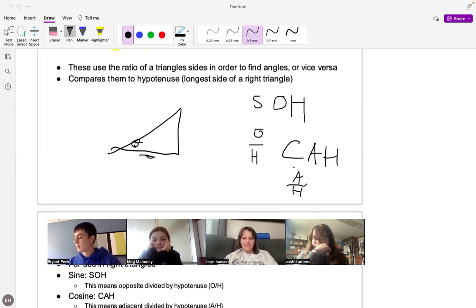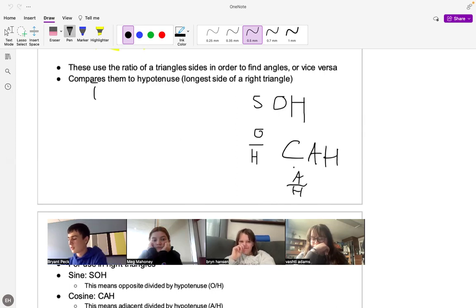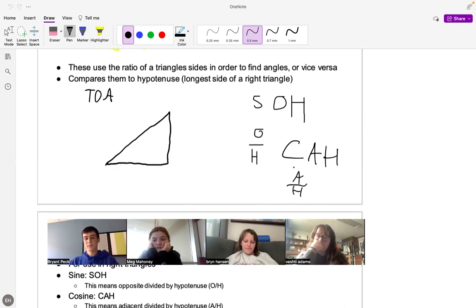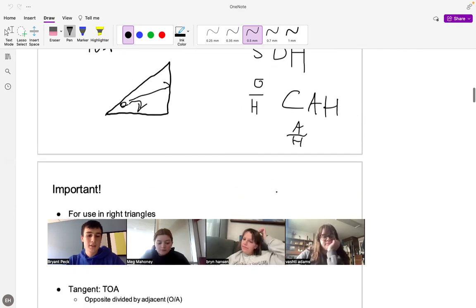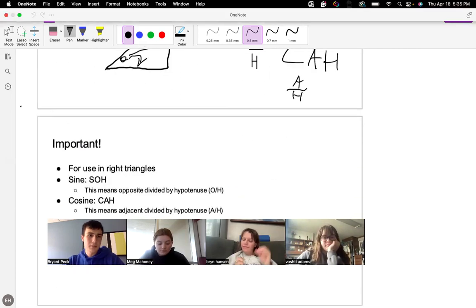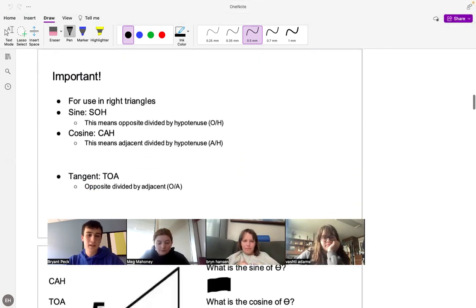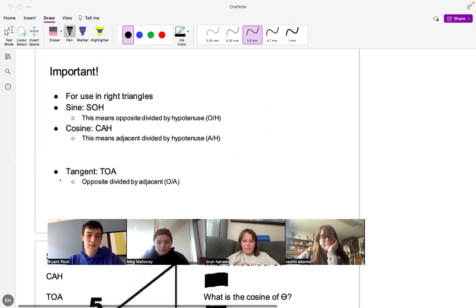And then if we did the same thing for tangent, we would say TOA, because SOH CAH TOA, right? And then if we drew a triangle, it would be the same as the one involving sine and cosine. So if we did this theta here, our opposite side, again, would be here, and our adjacent would be here.